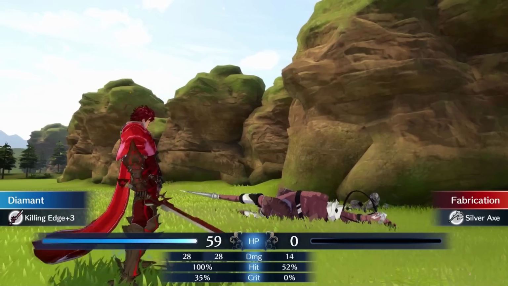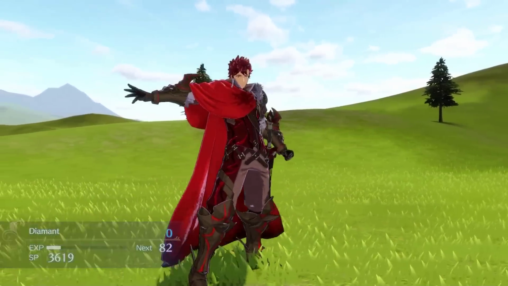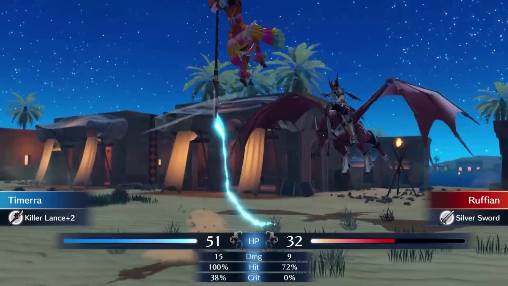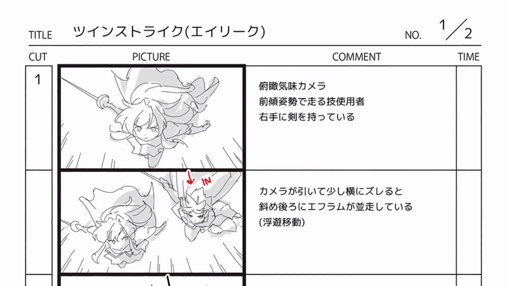The basis for battle animations came in the form of written instructions, while things like Engage attacks had special production and used storyboards." In the above image, the grids say, title, Twin Strike.